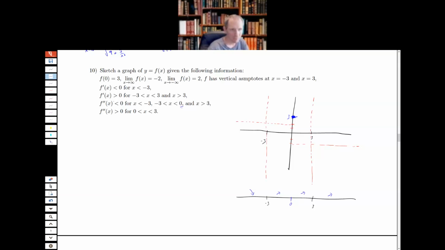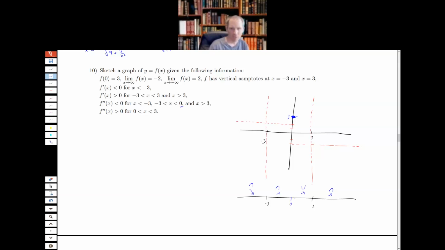Now, f double prime being negative means that it's concave down when x is less than negative 3, and also when x is between negative 3 and 0, and also when x is greater than 3. And f double prime is positive, so it's concave up when x is between 0 and 3.